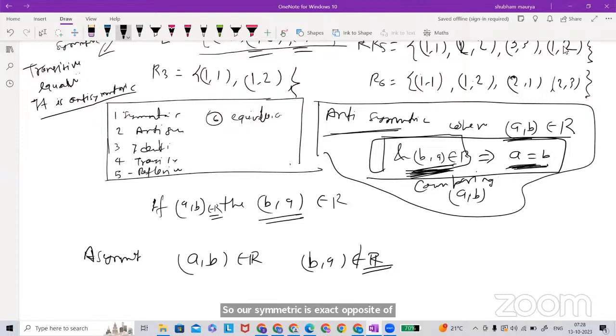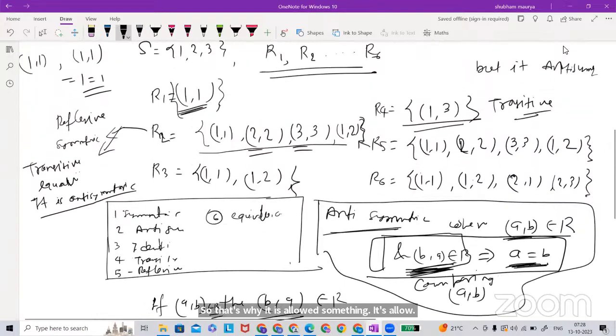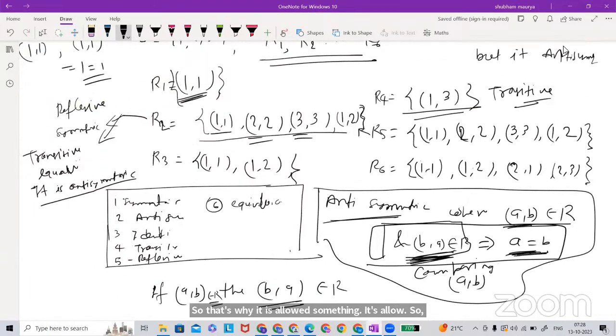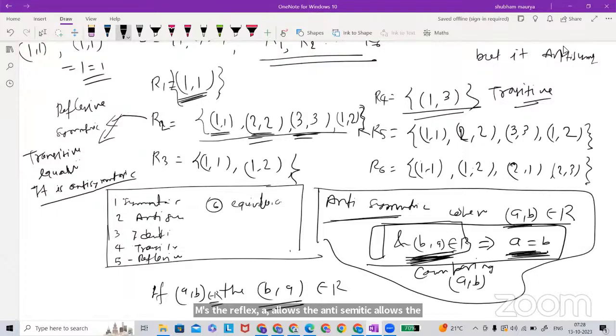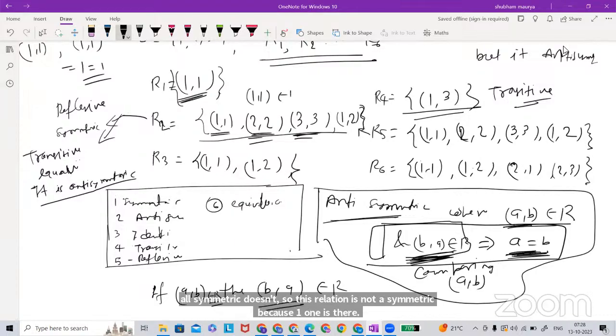But antisymmetric allows something. Antisymmetric says if 1, 2 is there, then the second element is not there to compare. So that's why it is allowed. Antisymmetric actually allows reflexive elements, because of its equality condition. But asymmetric doesn't. So this relation is not asymmetric because 1, 1 is there. If you reverse 1, 1, then for asymmetric it should not be there.